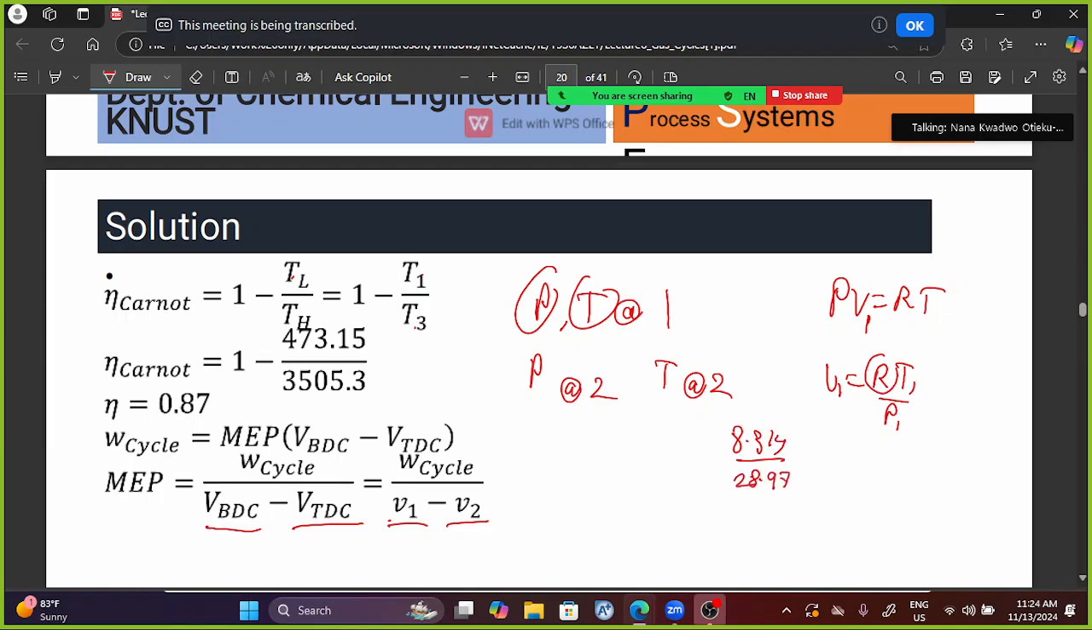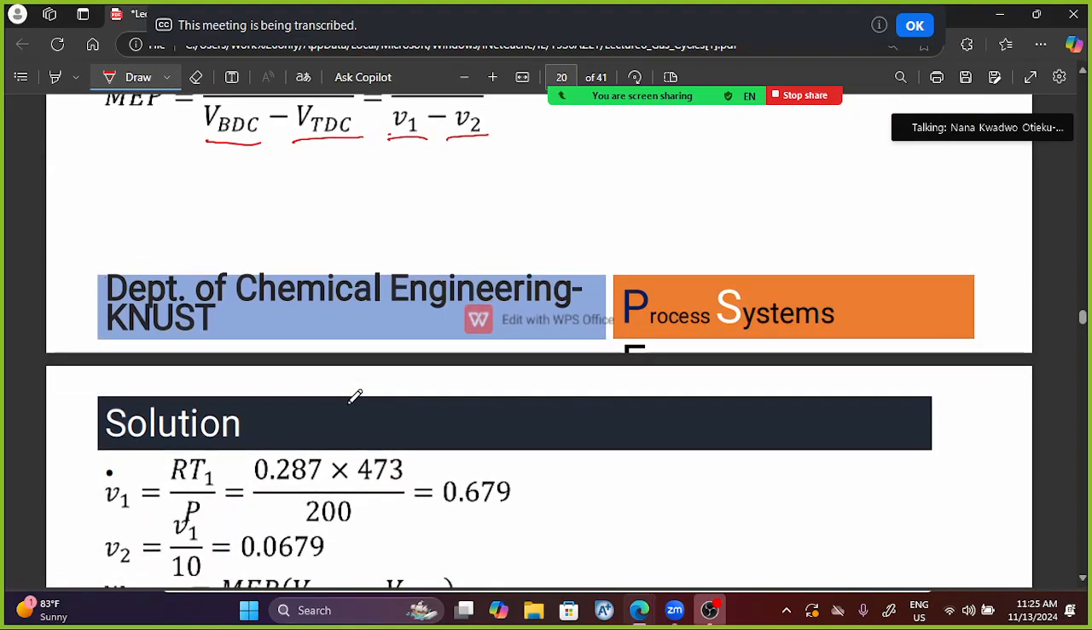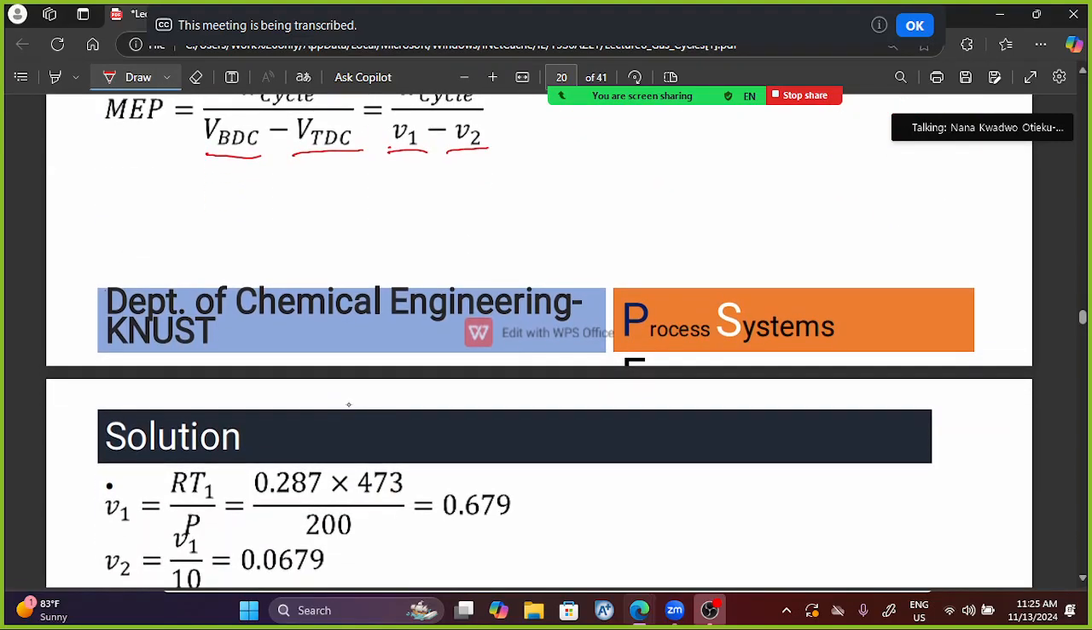28.97 or so. Let me confirm the answer with the calculator right now. Or if anyone has a calculator here, you can just check it with 28.97. Yes, so that's it. Should be getting a value of about 0.287. That's what we're expecting for the R. So it's correct. So our R is going to be 8.314 over the molar mass of air. And then we know our T and our P. So that's what was done over here, to find our V1.